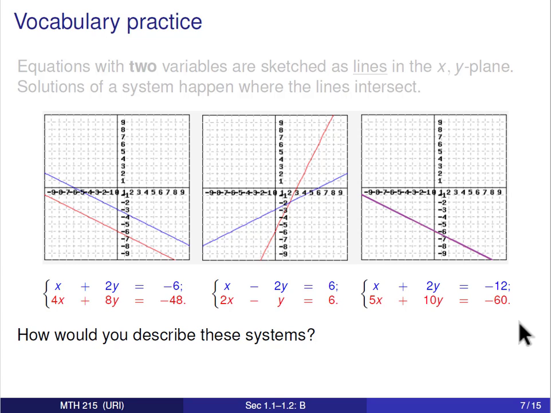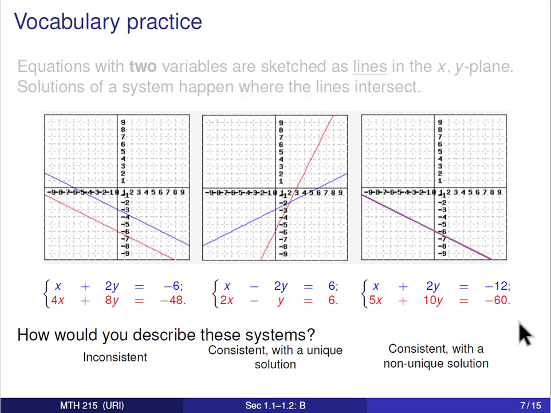All right, let's suppose that you did pause the video and you came up with some answers. Let's see how you did. The first system is inconsistent because remember, inconsistent means that there is no solution possible for the system. In the second example, we do have a consistent system because there is at least one solution, one place of intersection, and because there is exactly one place of intersection, we know that that solution, x equals 2, y equals -2, is the unique solution of that system.